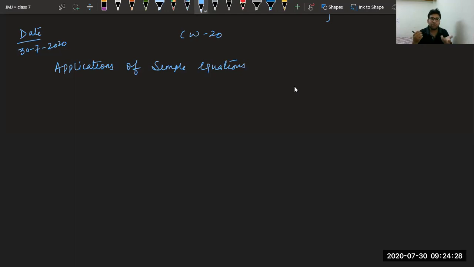Okay, suppose you have a cake you want to distribute in the class. Suppose you have toffees you want to distribute in the class. You can make a mathematical statement, you can make an equation of it, and that will help you out to how to distribute it equally.